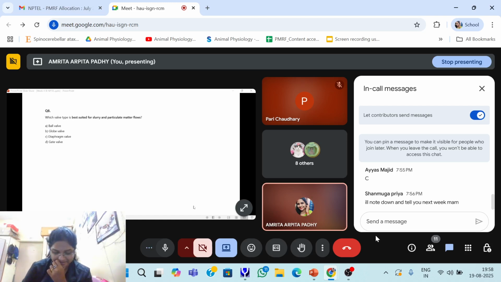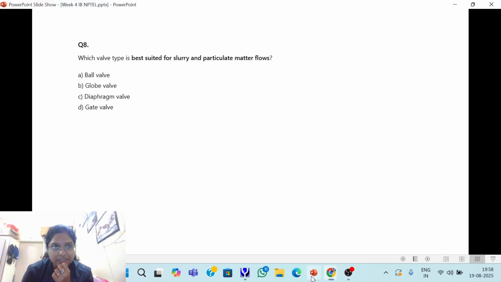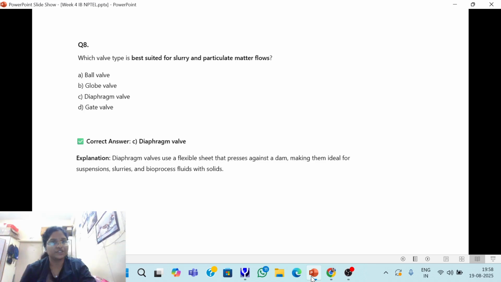Let's see what is the correct answer to this question. It is C, diaphragm valve. Diaphragm valves use a flexible sheet that presses against a dam, making them ideal for suspensions, slurries and bioprocess fluids with solids. So the diaphragm valve is the one best suited for slurry and particulate matter flows.